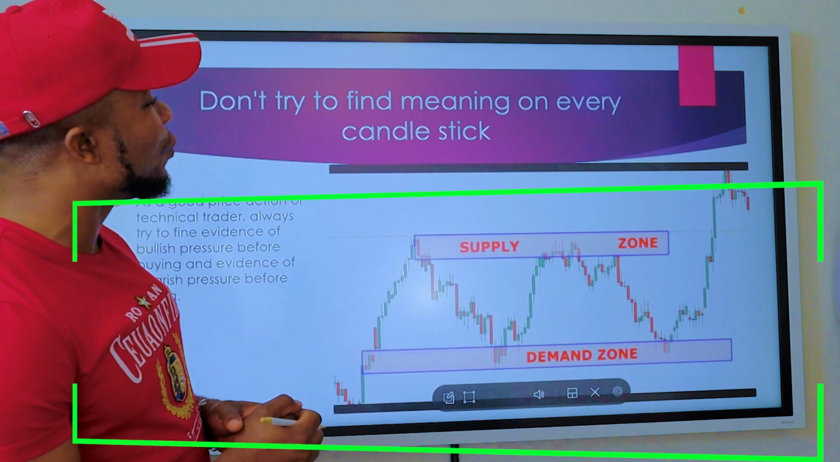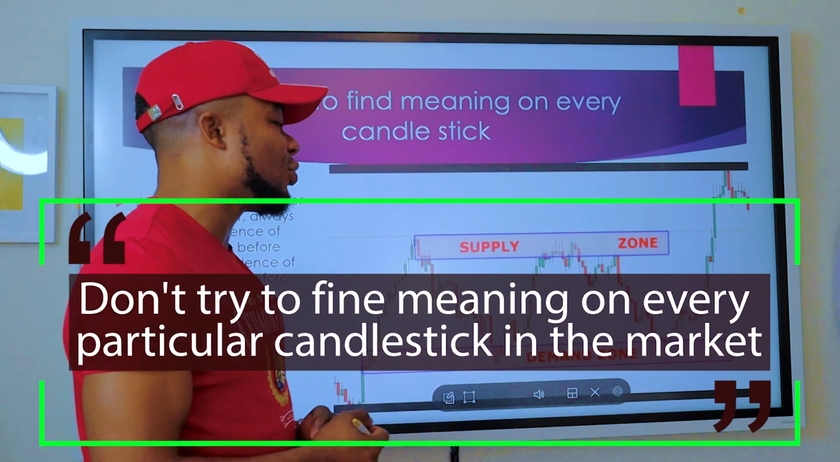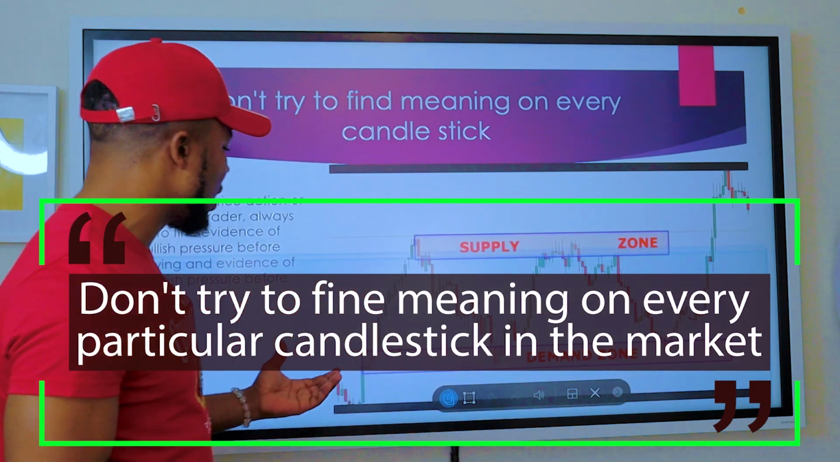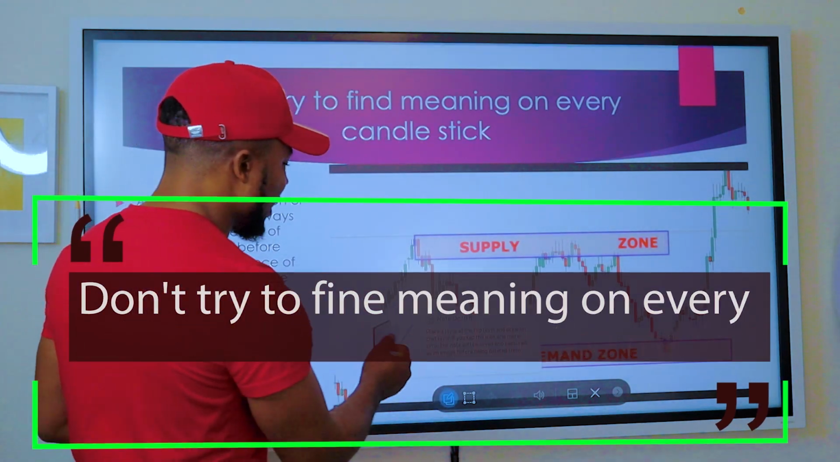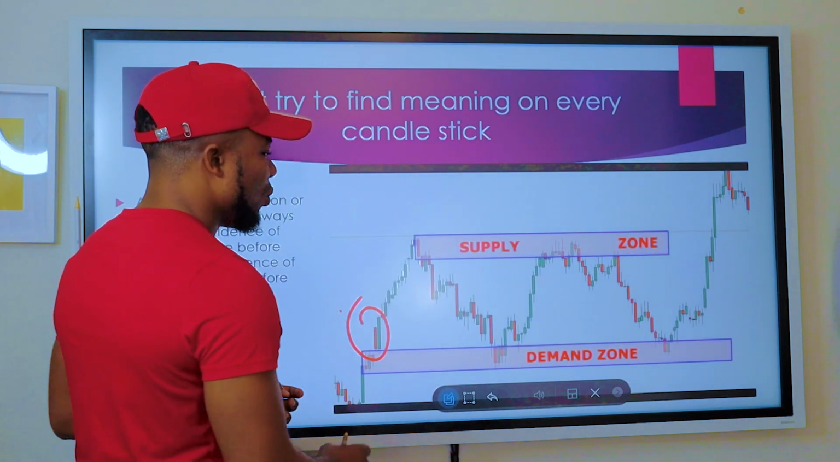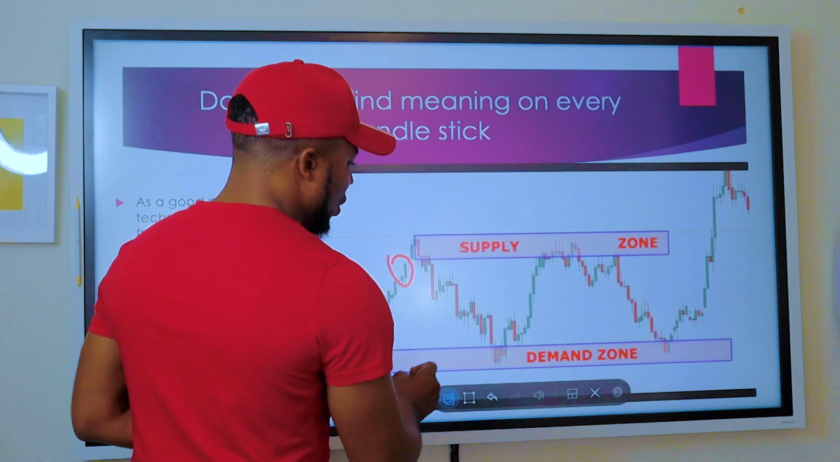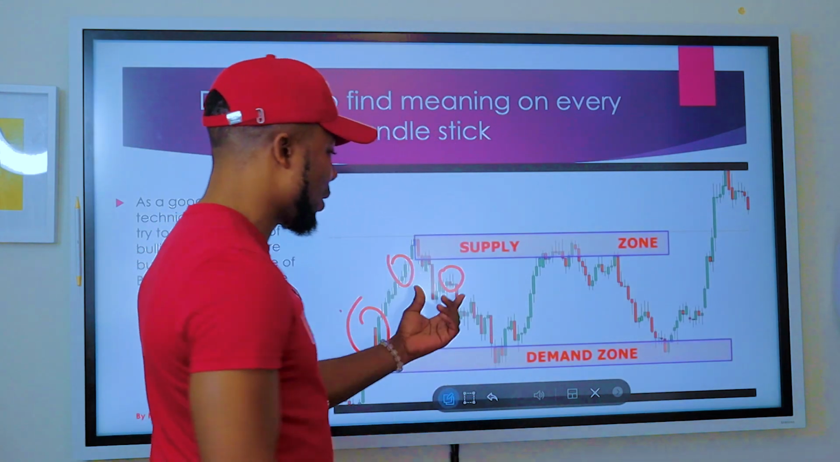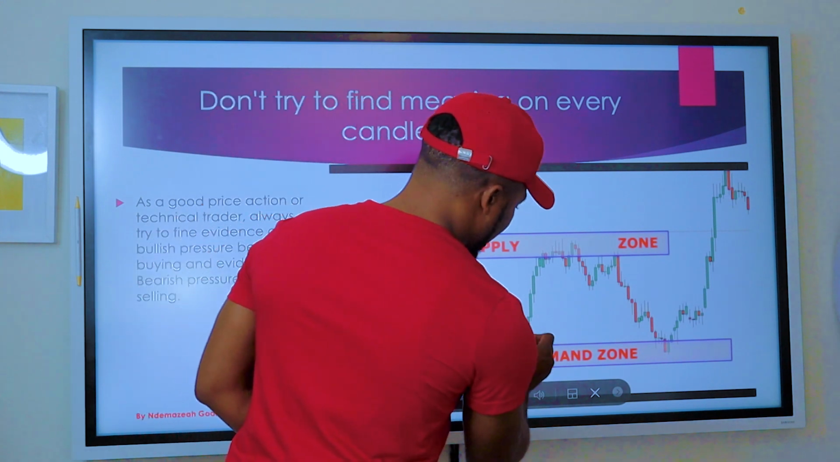And then don't try to find meaning in every candlestick on your chart. You can see we have different candlesticks. We have a hanging man, we have a bullish engulfing candle, we have a marubozu, and I think this one is a tweezer bottom. We have a shooting star.